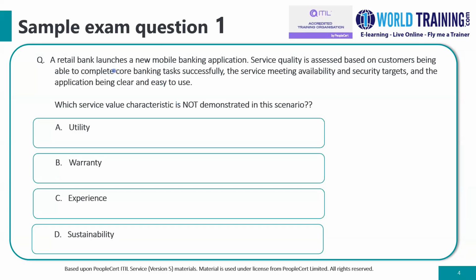A retail bank launches a new mobile banking application. Service quality is assessed based on customers being able to complete core banking tasks successfully, the service meeting availability and security targets, and application being clear and easy to use. Which service value characteristic is not demonstrated in this scenario? A. Utility. B. Warranty. C. Experience. D. Sustainability.